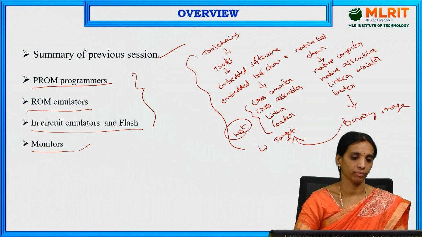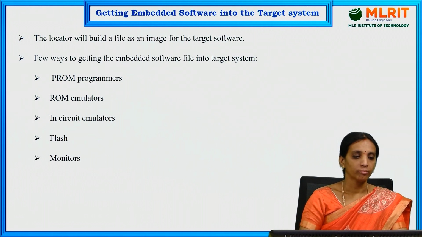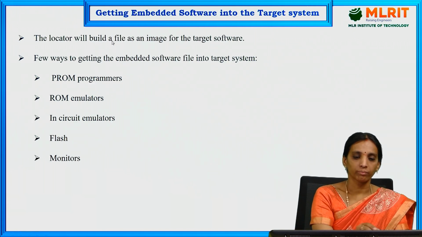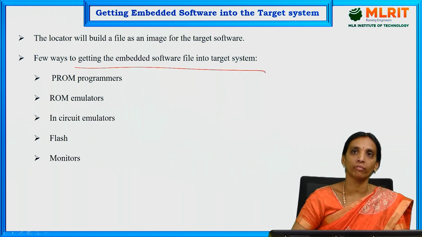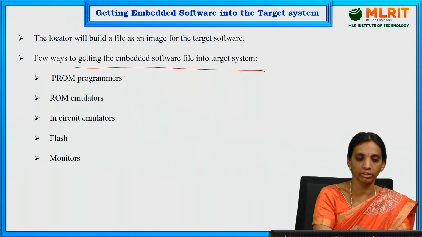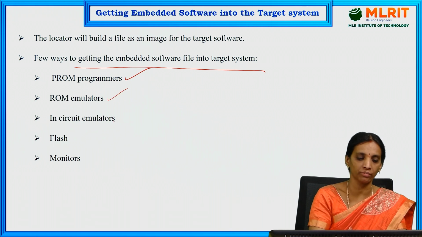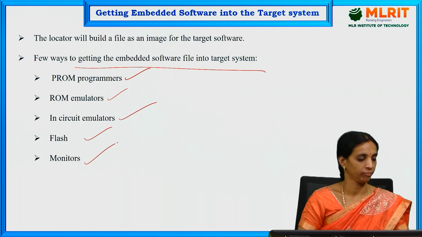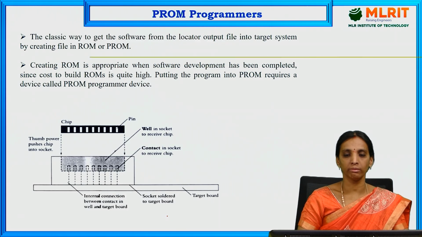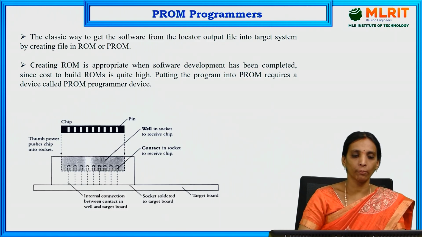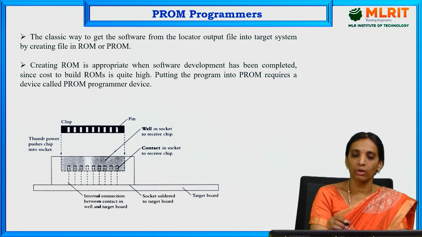These are the tools which are used for downloading our binary image file into the target machine. These are a few ways for loading our software file into the target machine: PROM programmers, ROM emulators, in-circuit emulators, flash device and monitors. The first one is PROM programmers. PROM programmers means the locator output file.